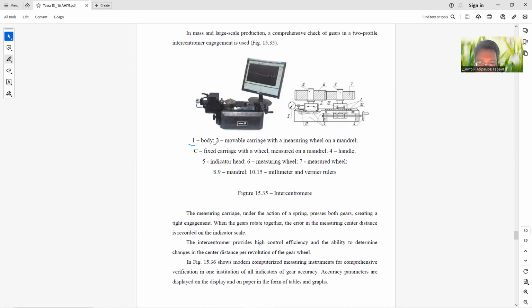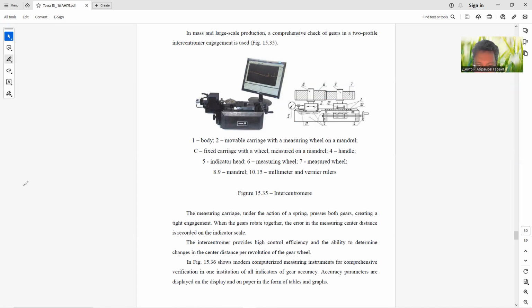One, body, movable carriage with a measuring wheel on a mandrel. 4, handle. 5, indicator head. 6, measuring wheel. 7, measured wheel. You can see the measured wheel. 8 and 9, mandrel. 10, millimeter and vernier rulers.